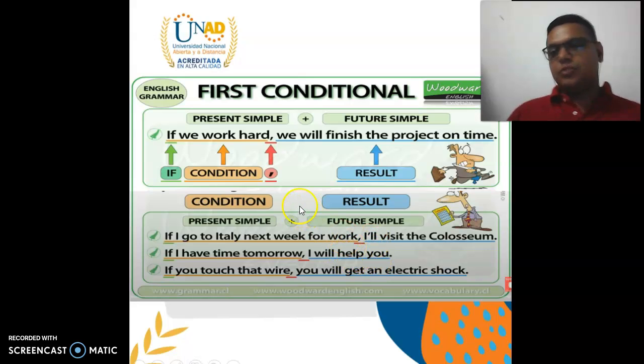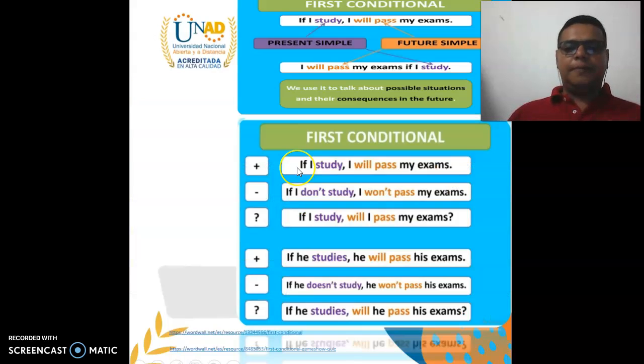So this is different from working with the zero conditional and the first conditional. Here I have some examples to show them. Here I'm going to explain how we can make positive, negative, and question sentences. And here I have more examples, of course. So to practice more, I have some exercises again.